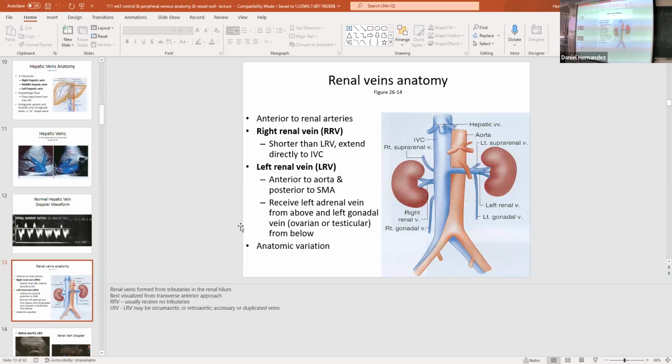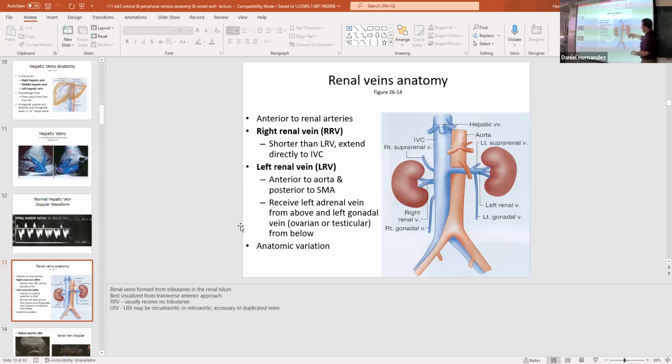The left renal vein has a unique orientation. Normally in most patients, it of course is anterior to the aorta, so in front of the aorta, but posterior to the SMA. So here's that superior mesenteric artery coming off the anterior abdominal aorta wall. And that renal vein kind of sandwiches in between the two of them. So of course it's in between the two.